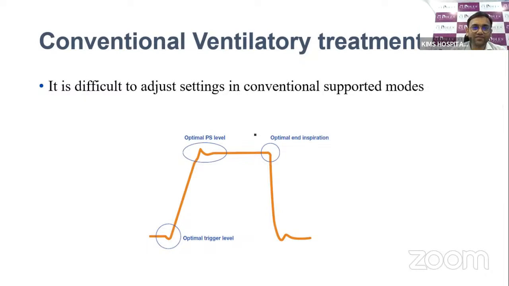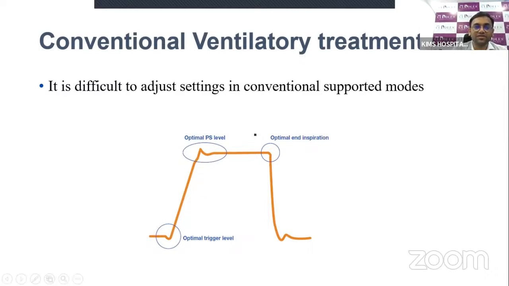In a conventional ventilatory system, such as mechanical ventilation, we need to set a few things. We need to set a trigger, which is sensed by the flow sensor, either a pressure or a flow trigger. Then, when the ventilator starts giving the breath, we need to provide an optimal pressure support level. And after a certain time, cycling should happen from inspiration to expiration.